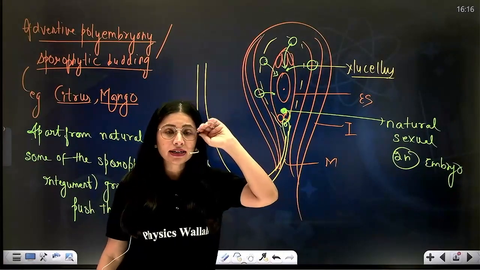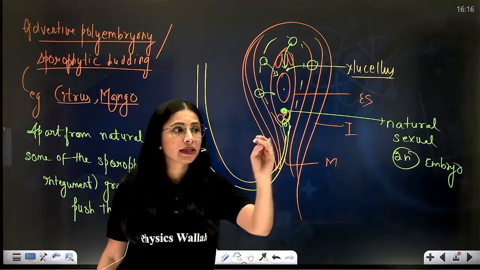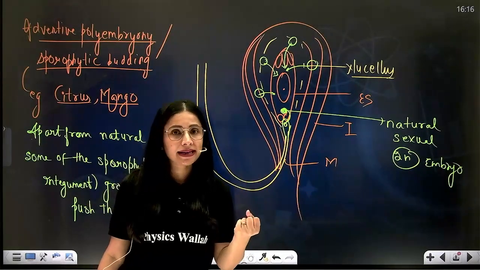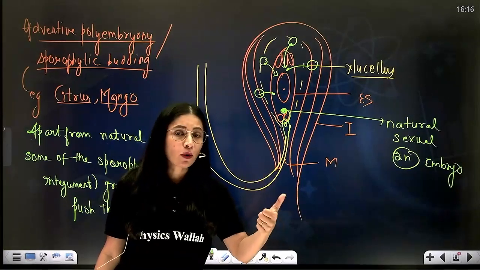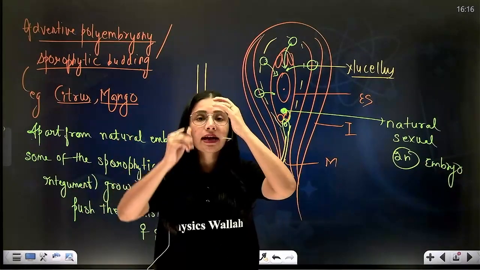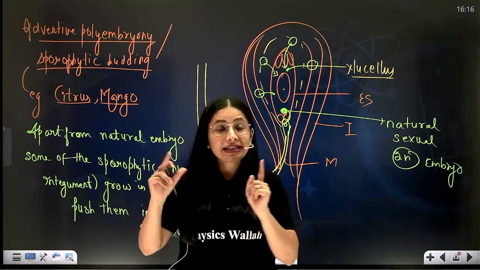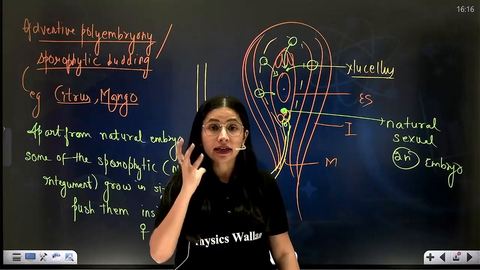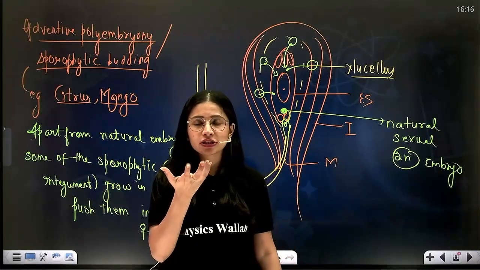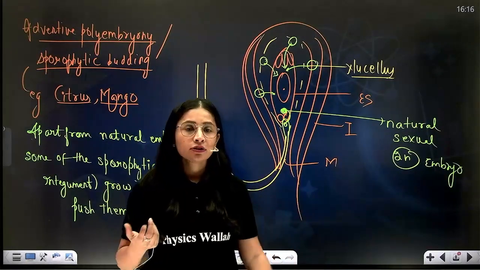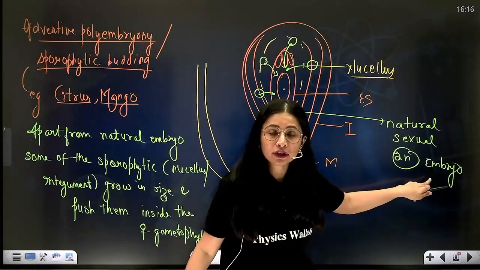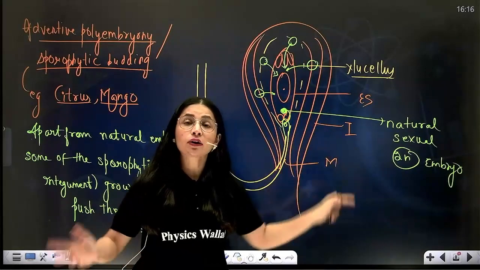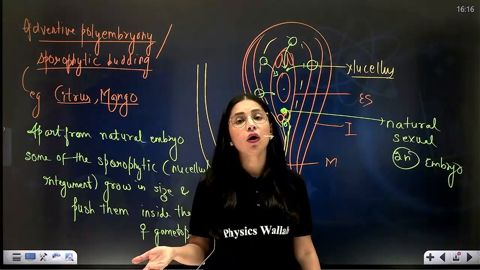So the same thing is happening with these cells. The sporophytic cells of nucellus and integument, they pop up. They grow in size. They regain their capacity of division. They are diploid in nature. They push themselves inside the embryo sac. Now each of these diploid cells can divide and can give rise to a multi-cell diploid structure, that is embryo only.